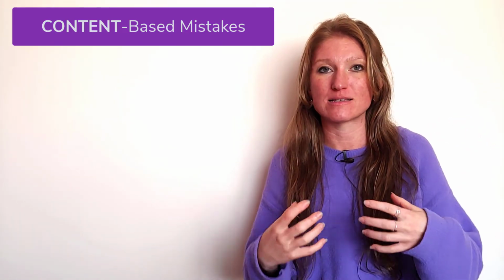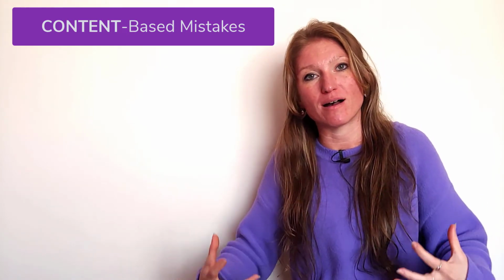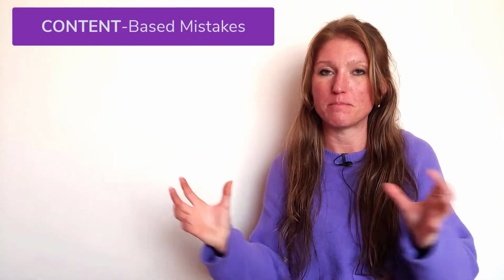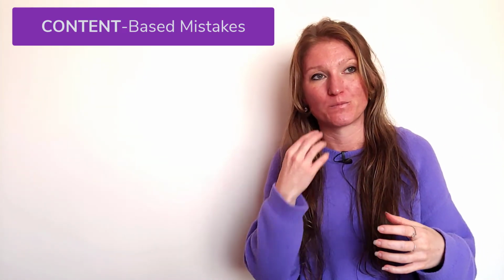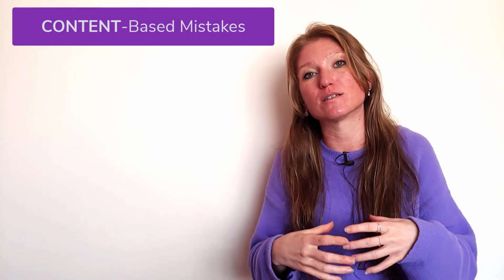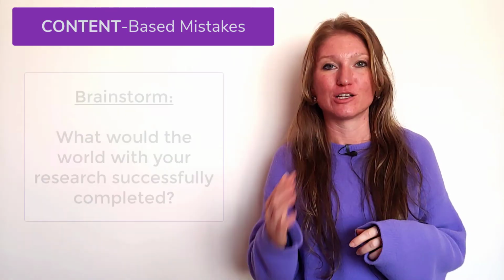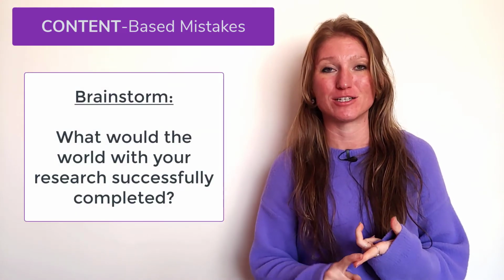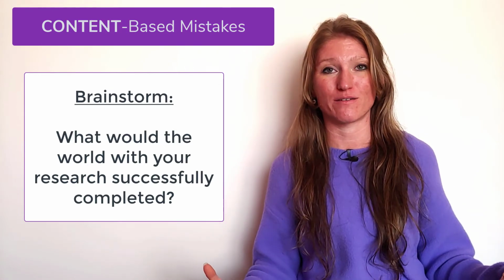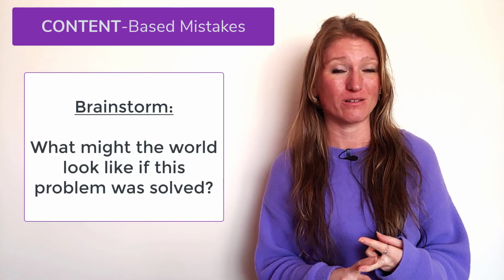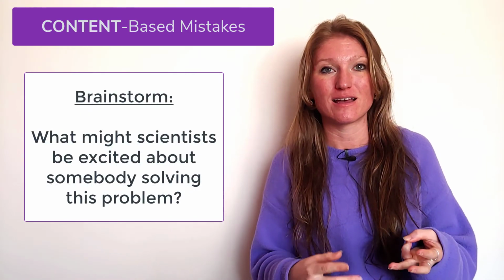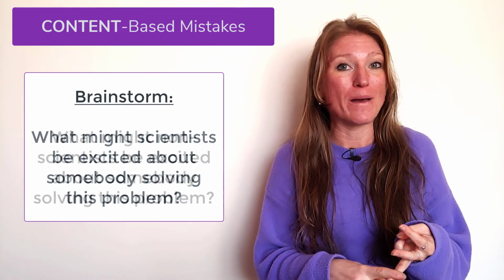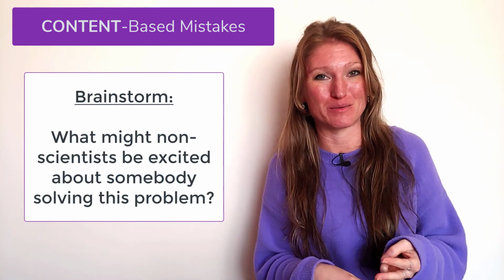What we want to do here instead, we want to be hopeful and positive at the end of our grant. Instead of going back to that problem and creating that tension, we want to alleviate that tension. We want to show now what the world would look like with this work done. So things to think about here, again, like I mentioned, paint a picture. What would things look like if this work was completed? What might the world look like if this problem was solved? Why might scientists be excited about somebody solving this problem? Why might non-scientists be excited about somebody solving this problem?